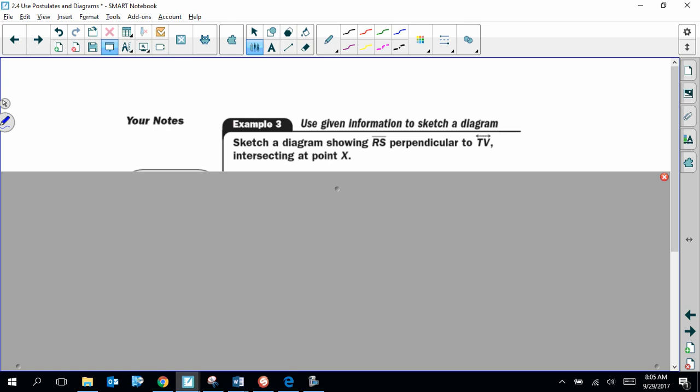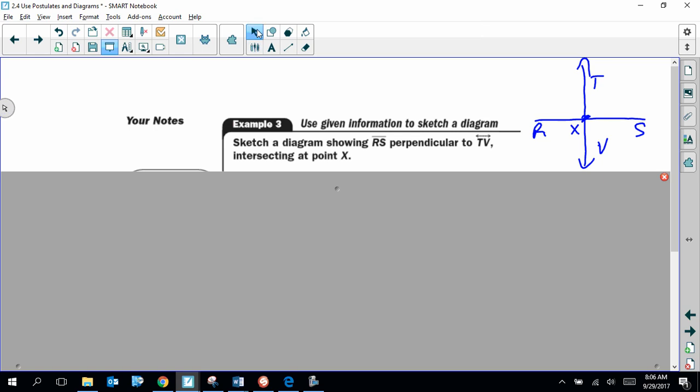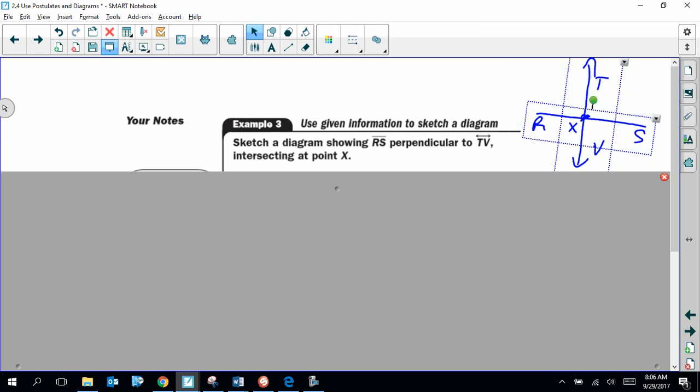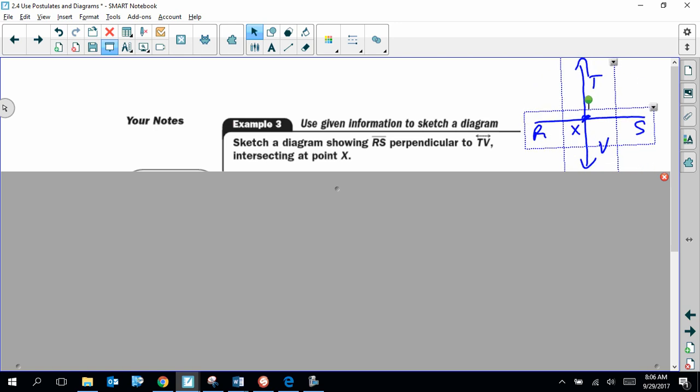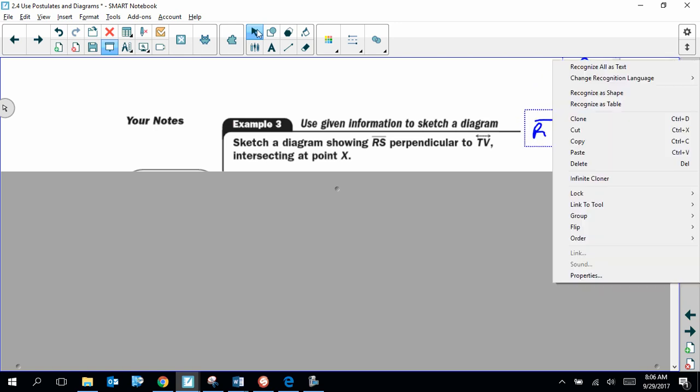So I'm going to draw a segment and I'm going to call it R and S. And it's perpendicular to TV at point X. And that's how we would draw something like that, but that's not the only way that we could draw it. We could kind of take it and have it go that way instead. Well, you get the idea. It's rotating not in the same way. Let's do that.